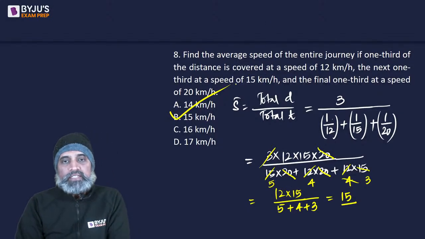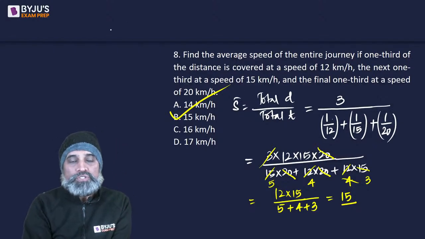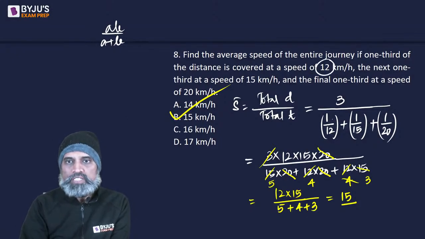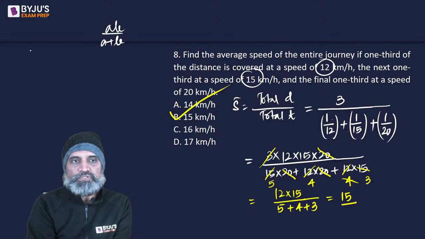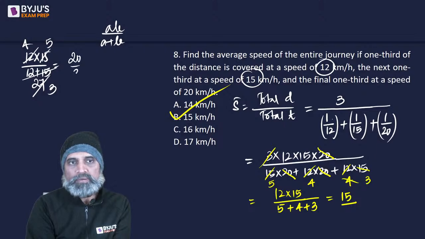Well, the other approach that I could have used is the formula AB by A plus B for two numbers. So I'll take 12 and 15 and use this formula. That is going to give me 12 into 15 by 12 plus 15, which is 27, right? From 27, I can get rid of 9 by taking care of two 3's. So this becomes 20 by 3.